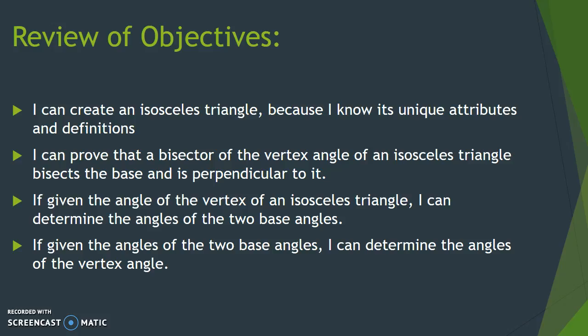Alright, so we ended off with a review of our objectives. Can you create an isosceles triangle now that you know its attributes and its definition? Can you prove that a bisector of the vertex angle of an isosceles triangle bisects the base and is perpendicular to it? If given the angle of the vertex of an isosceles triangle, can you figure out the angles of the bases? And vice versa, if you're given an angle of a base, can you figure out the angle of the other base and the vertex?